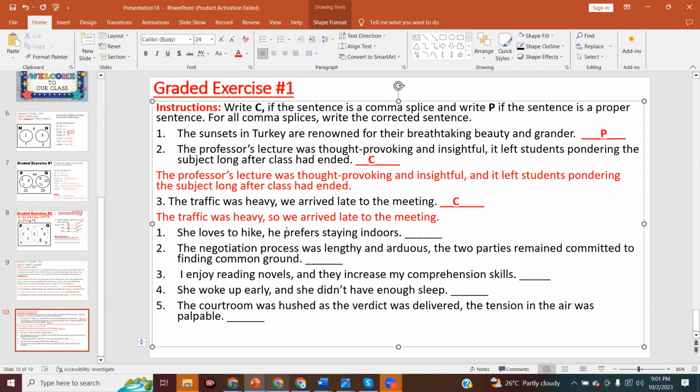She loves the hike. He prefers staying indoors. Mr. Petit, yes, question for number 2. If I used "and" or "so," would I still be wrong?